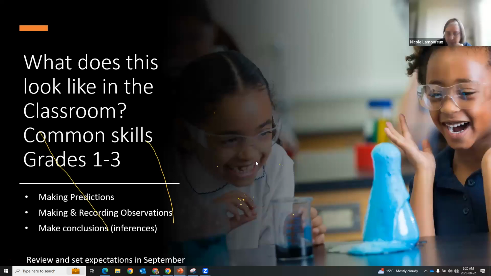So I want you to have some handouts and things that you can use as well. Okay, so we're going to look at making predictions. We're going to look at some of those common skills that are carried forward from year to year: making predictions, making and recording observations, and making conclusions.